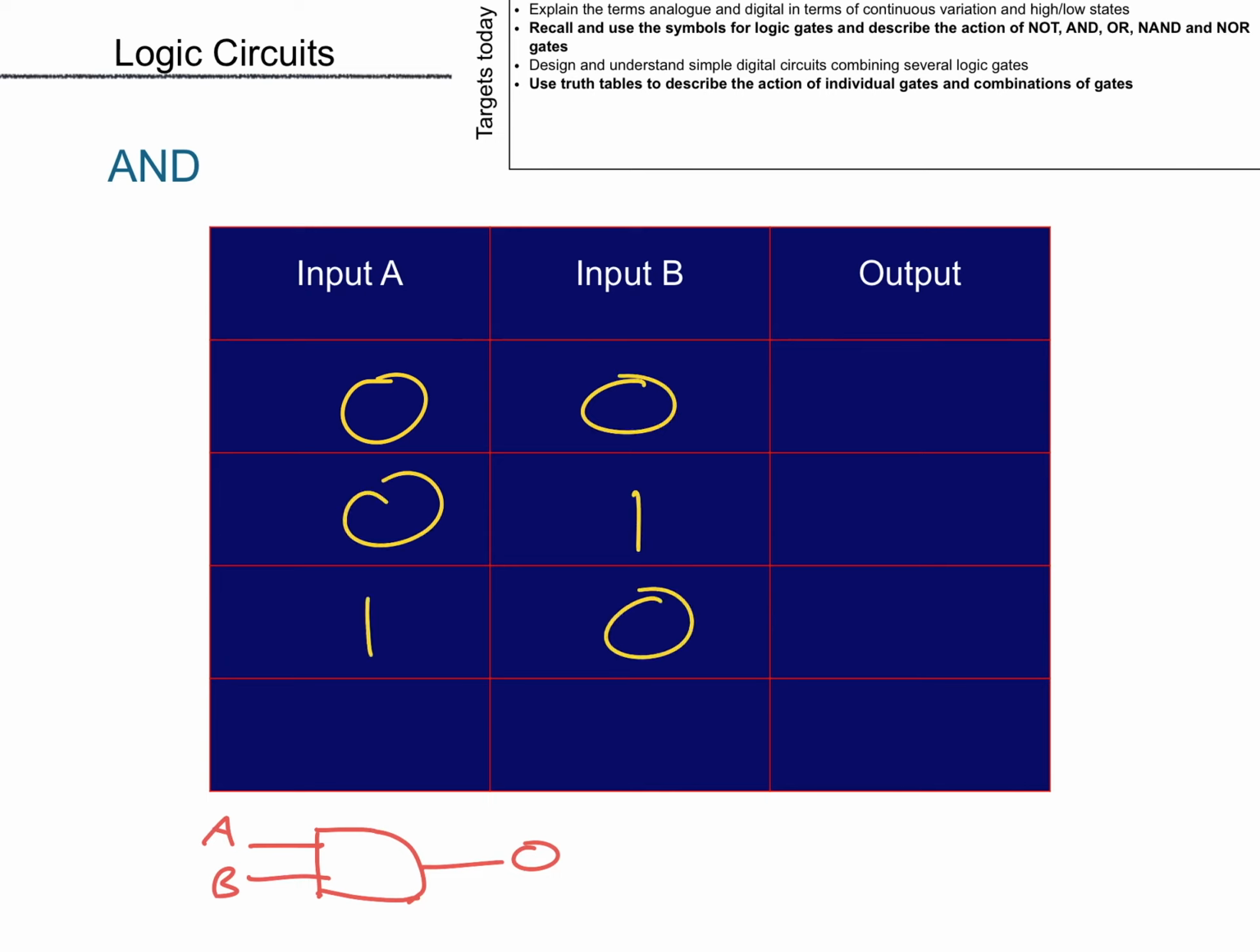0 and 0 is 0. 0 and 1 is 0. 1 and 0 is 0. 1 and 1 is 1. So the output is only high if input A and input B are both high.